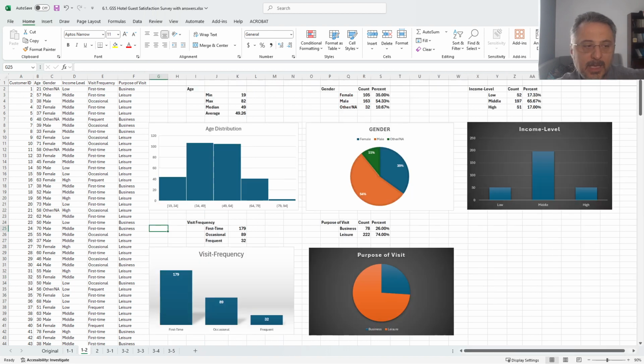Now, in the next one, I calculated different distributions. For example, here I look at the age. First of all, I calculated the average, minimum, maximum, and median in the data set to see what it looks like. The second thing is that we generated this distribution graph. It's basically a histogram, to see what our age distribution is for visitors to our property.